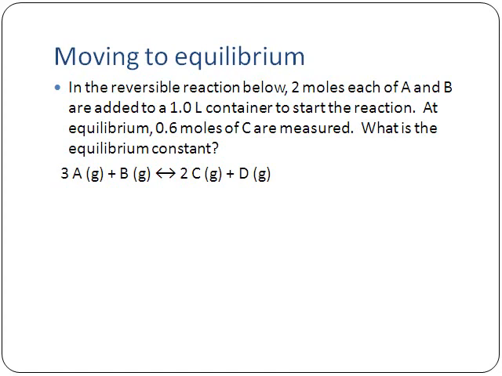In the reversible reaction below, 2 moles each of A and B are added to a 1 liter container to start the reaction. At equilibrium, 0.6 moles of C are measured. What is the equilibrium constant? In this case, we do not know what the substances are, and the reaction is 3A plus B yields reversibly 2C plus D.